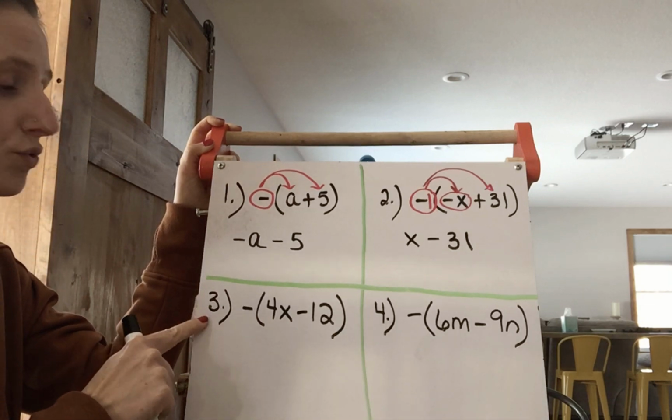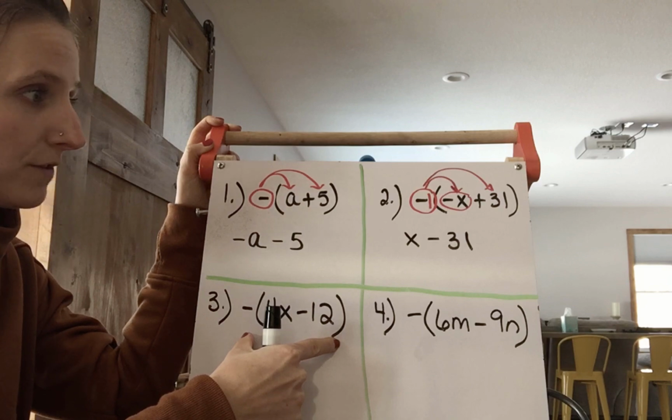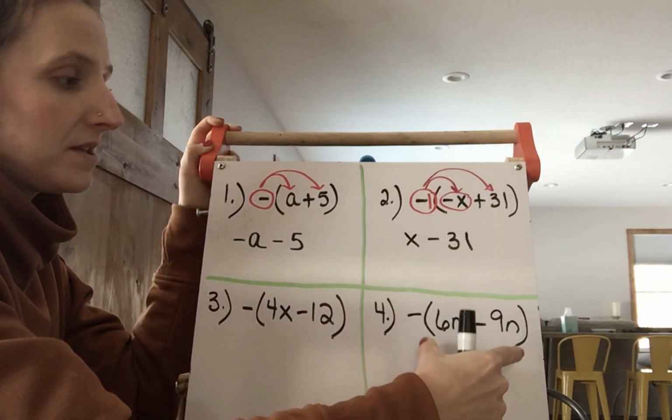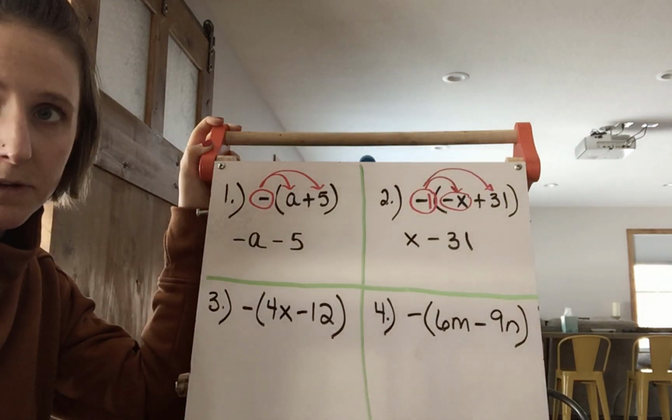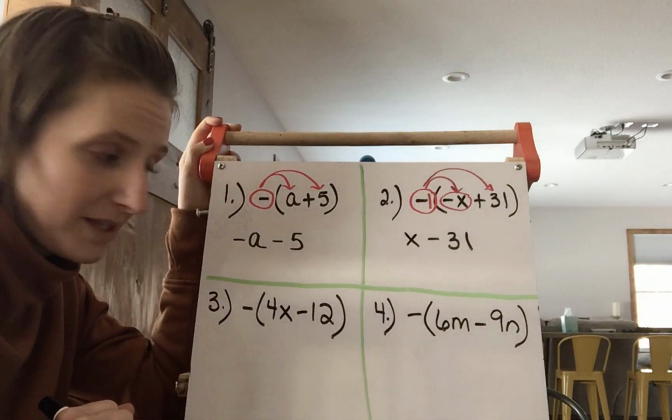You go ahead and try number 3. Simplify this expression using the distributive property. And then number 4. Simplify this expression using the distributive property. Notice how we have the minus outside of the grouping symbol.